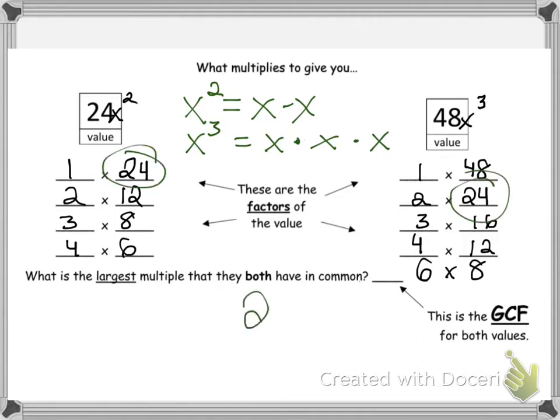being that is the largest number they both have in common. But we're also going to write the variable x squared, which is the smallest one, right behind it. And that together, 24x squared, is my GCF. And that's it.